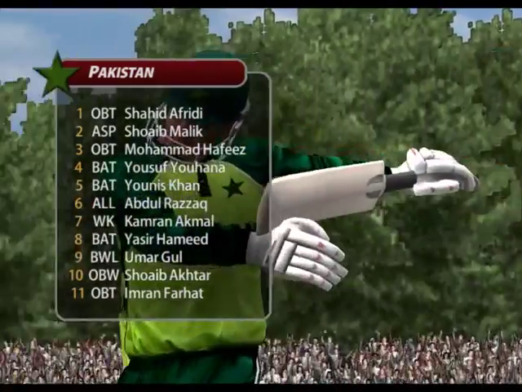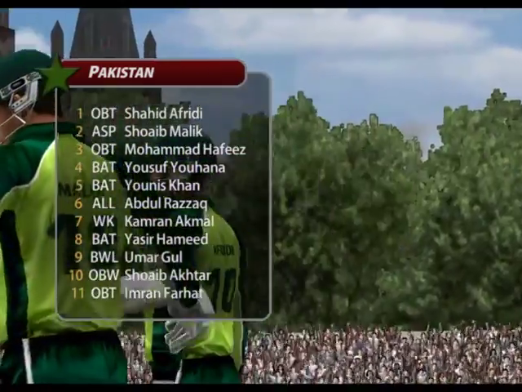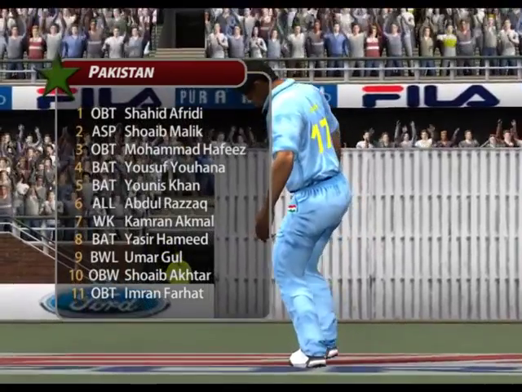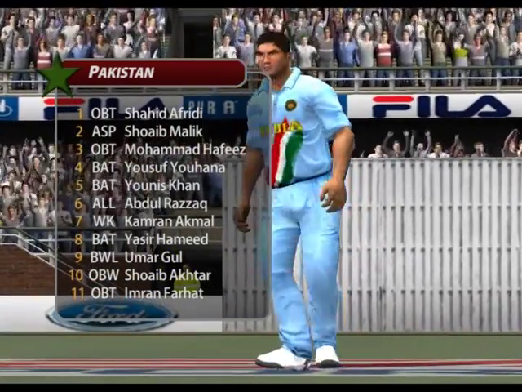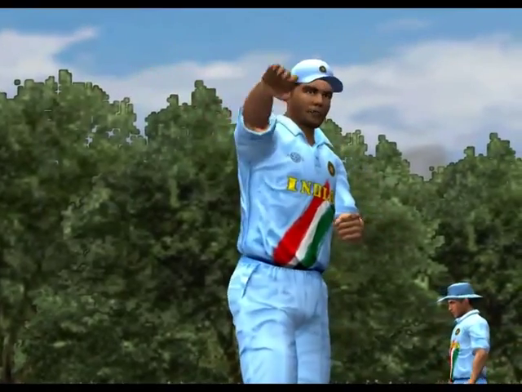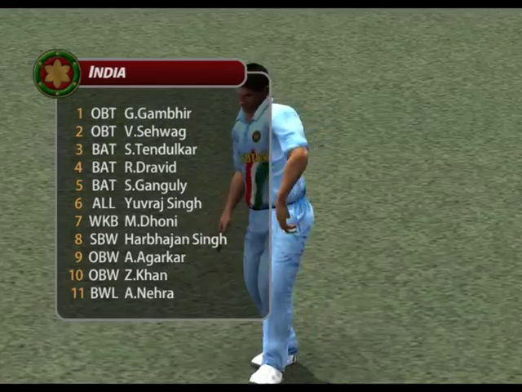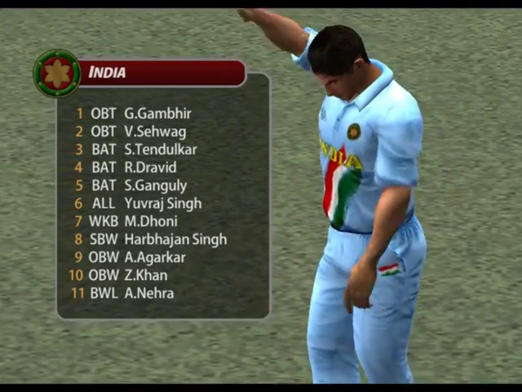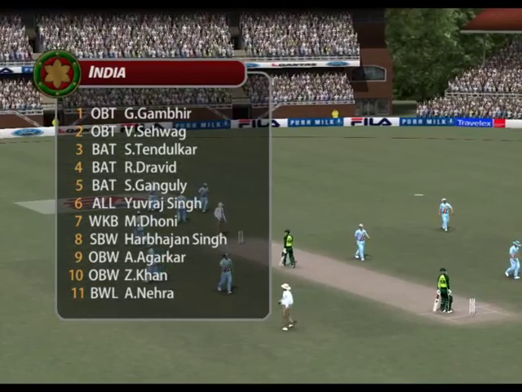Here's the team for Pakistan: Shahid Afridi, Shoaib Malik, Mohammad Hafiz, Yusuf Yuhana, Yunus Khan, Abdur Razak, Kamran Akmal, Yasir Hamid, Umar Gul, Shoaib Akhtar and Imran Farhad. And here's the lineup for India: Gambhir, Sehwag, Tendulkar, Dravid, Ganguly, Yuvraj Singh, Dhoni, Harbhajan Singh, Agarkar, Khan and Nehra.